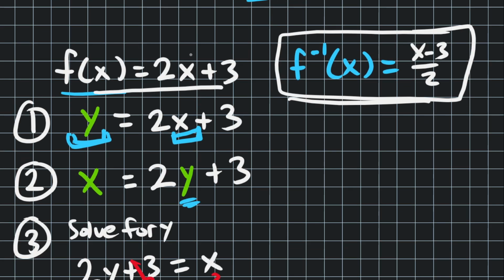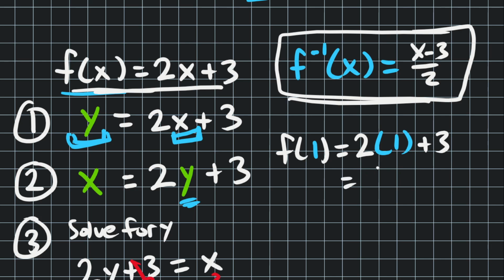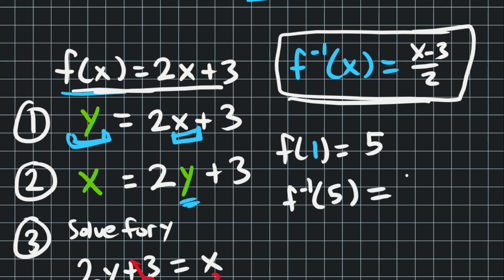And we can test it with one value. So let's say we wanted to find f of 1. So f of 1 equals, so we know f of x is 2x plus 3. So f of 1 is 2 times 1 plus 3. And what's 2 times 1 plus 3? That comes out to 5. So f of 1 is 5. So since f of 1 is 5, then we expect f inverse of 5 to be 1.